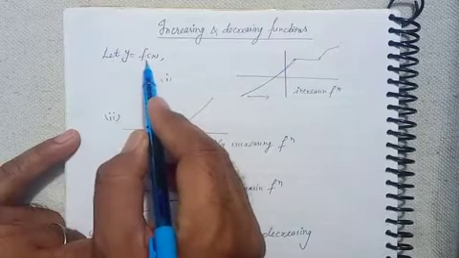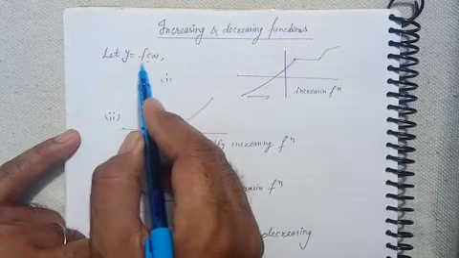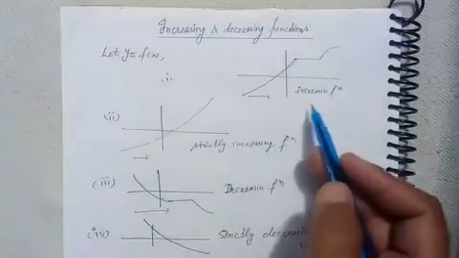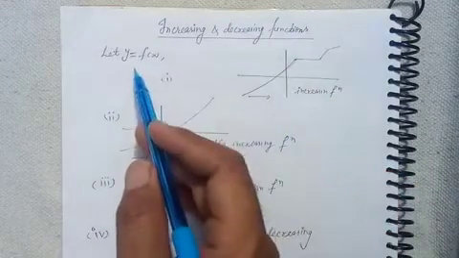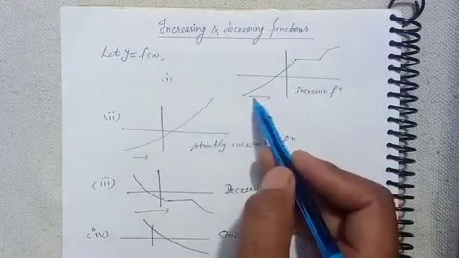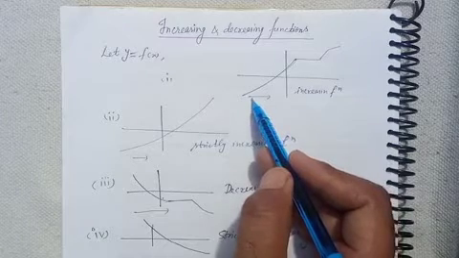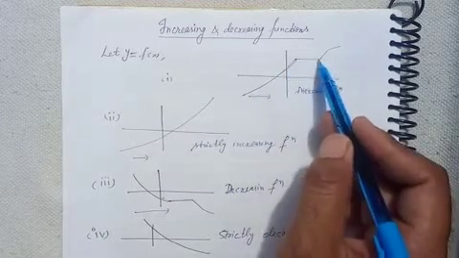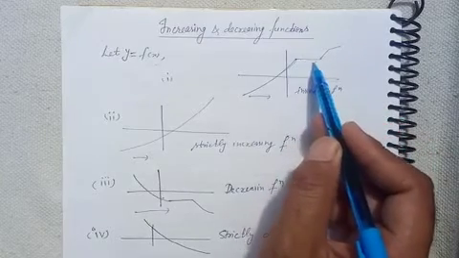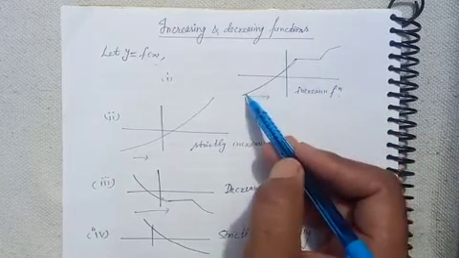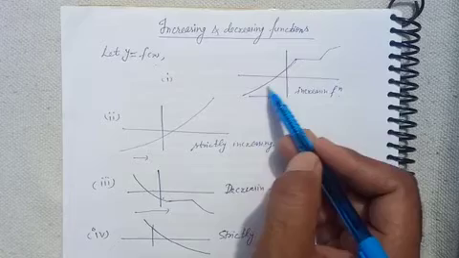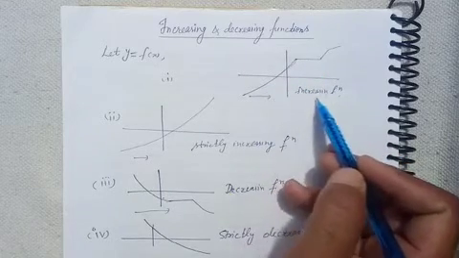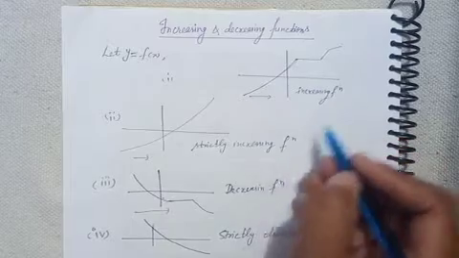Suppose y equal f(x) be a function of x, y in terms of x. Now, first increasing function. Suppose y equal f(x) is a function such that if x increases, it means if we move from left to right on the graph paper, then y either increases continuously or it is constant. If x increases, then y either increases or constant, then such functions are known as increasing functions.